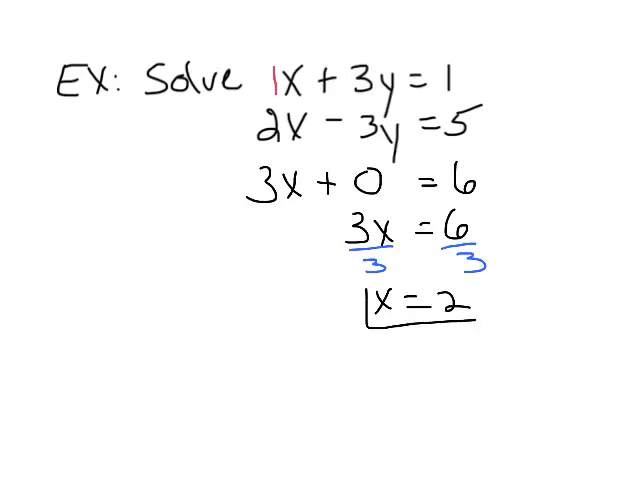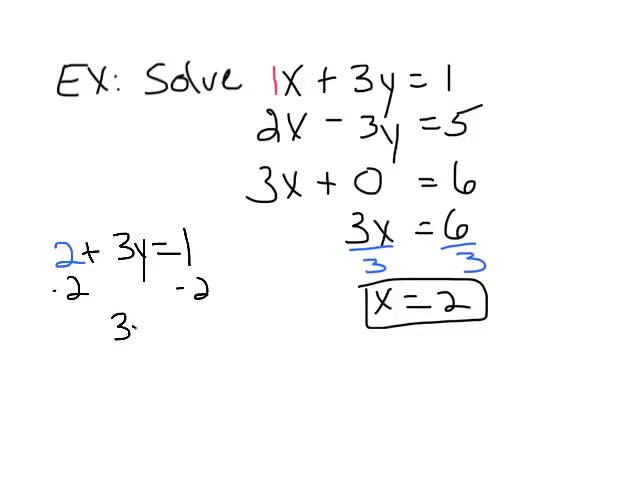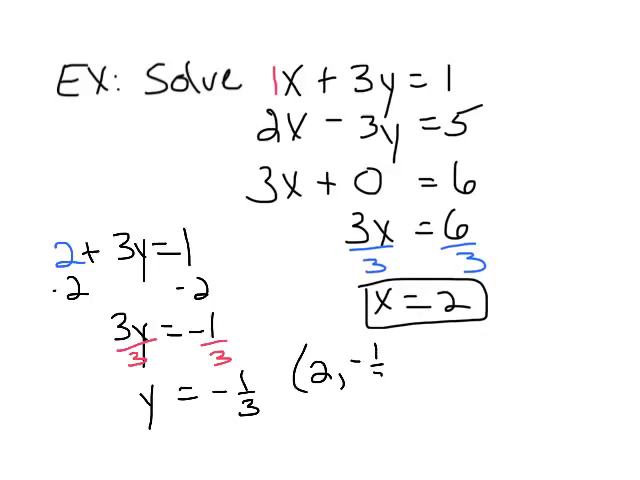X is 2. What you do then is choose one of the original equations. I'm going to choose the first one, replace the x in it with the 2, and then solve for y. So I'll do that over here on the left. So this is 2 plus 3y is equal to 1. You subtract away the 2, you get 3y is equal to negative 1, and it looks like y is going to be negative 1/3. Y is equal to negative 1/3. So as a coordinate, you could write this as (2, negative 1/3).